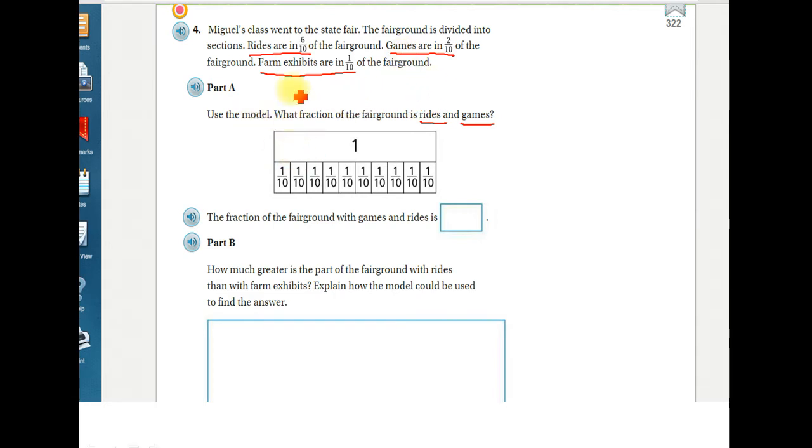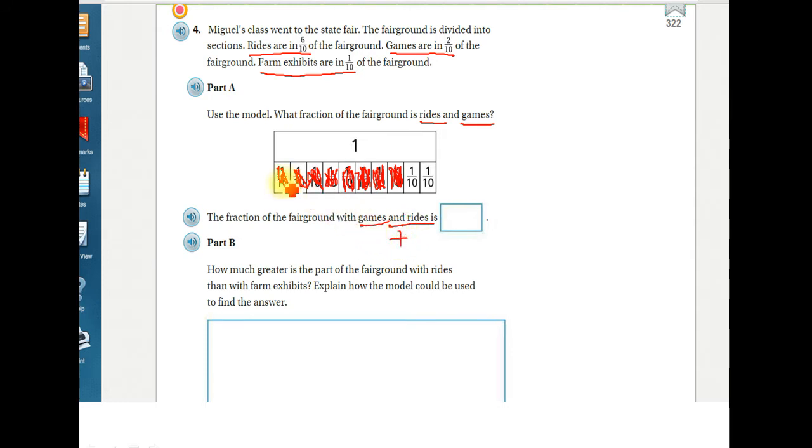So let's use the model. Rides will be 6 of those tenths. So rides would be 1, 2, 3, 4, 5, 6 of those tenths. And then games are 2 of the tenths, so I'm going to shade in 2 tenths, 1/10 and 2 tenths. What fraction of the fairground with games and rides, meaning we're combining the two.